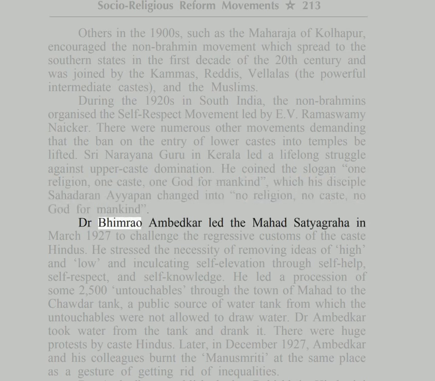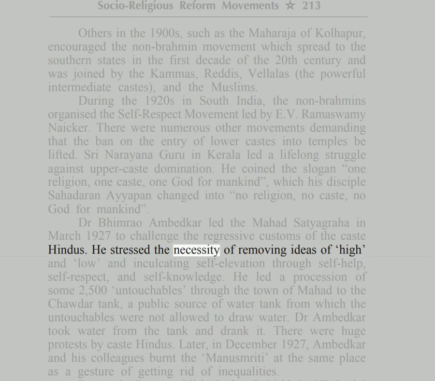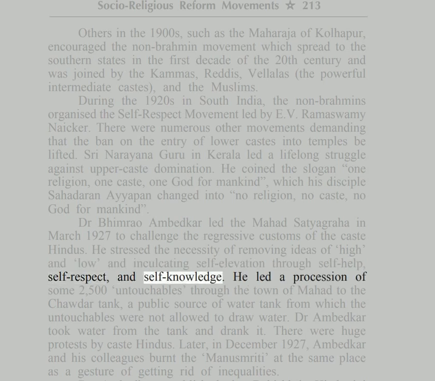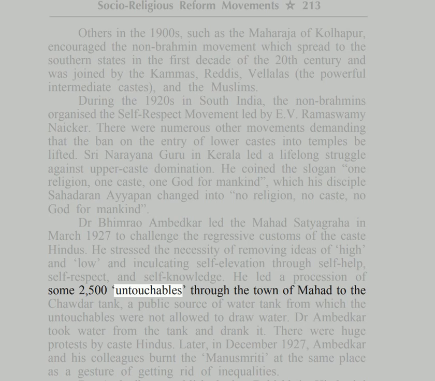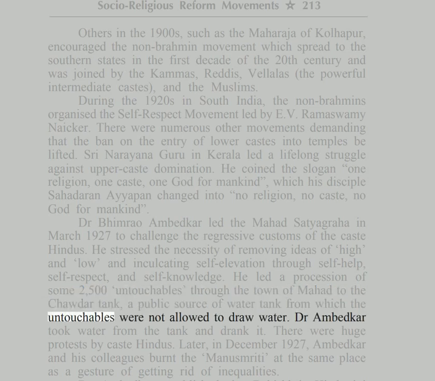Bhimrao Ambedkar led the Mahad Satyagraha in March 1927 to challenge the regressive customs of the caste Hindus. He stressed the necessity of removing ideas of high and low and inculcating self-elevation through self-help, self-respect, and self-knowledge. He led a procession of some 2,500 untouchables through the town of Mahad to the Chavdar tank, a public water tank from which the untouchables were not allowed to draw water.